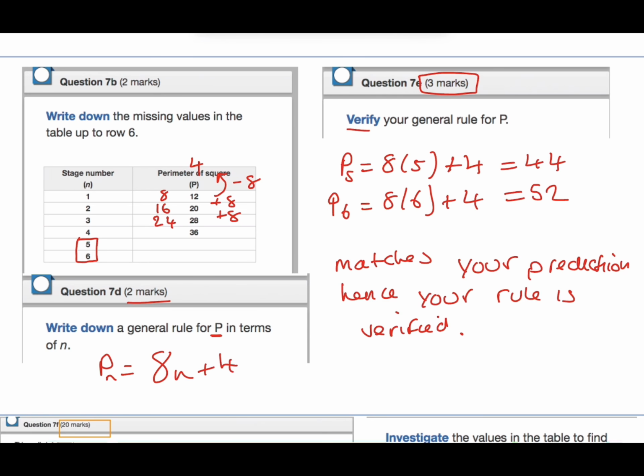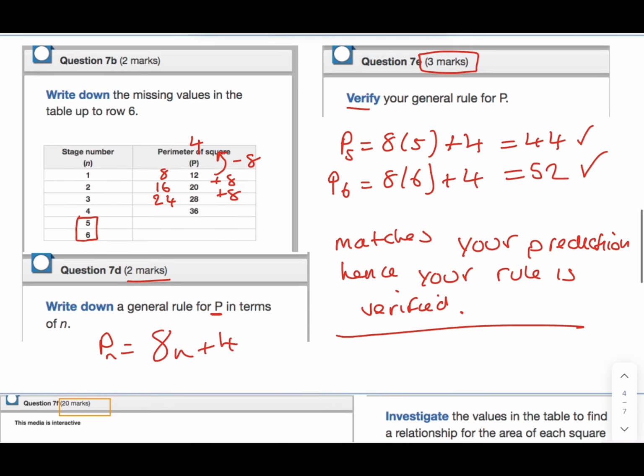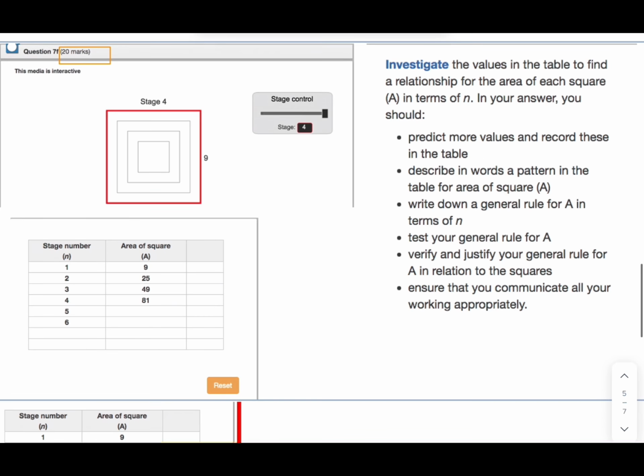Okay, so for 3 marks, you're going to substitute 5 or 6 in, show that it matches your prediction, and then don't forget to say that it matches. Right, so then this leads on to the next part of the question, which is worth a big 20 marks, and it gives you all these bullet points together.